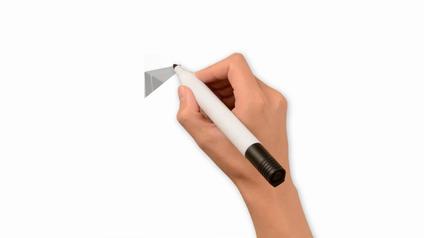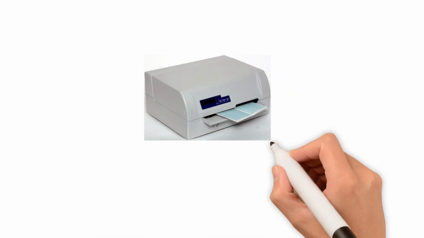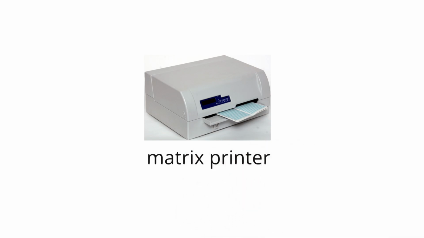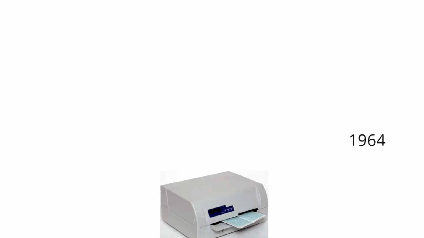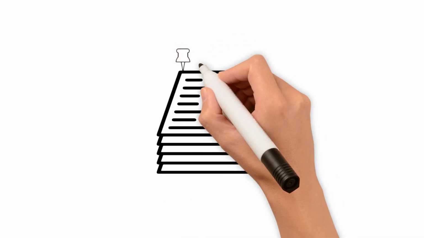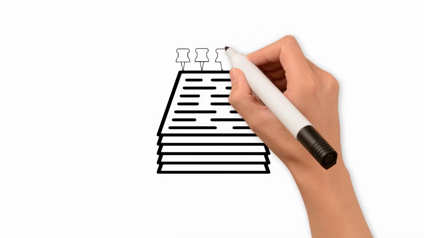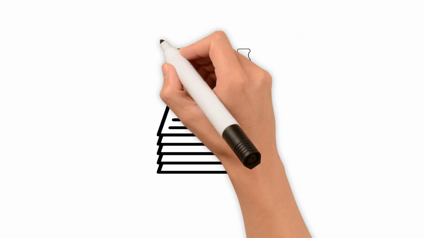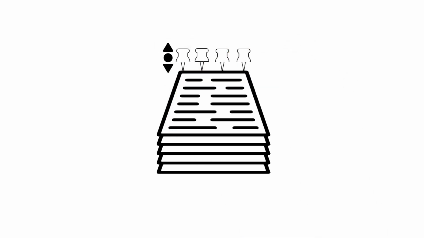Lastly, let's talk about dot matrix printers. In 1964, engineer Robert Howard introduced the first dot matrix printer. Their working principle is quite simple. The printer has multiple pins that move up and down, transferring ink onto the paper, while the paper moves along the axis, allowing the pins to print across the entire sheet.